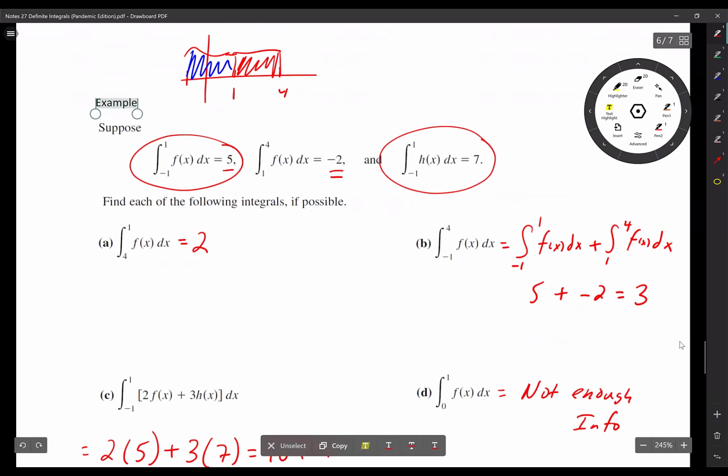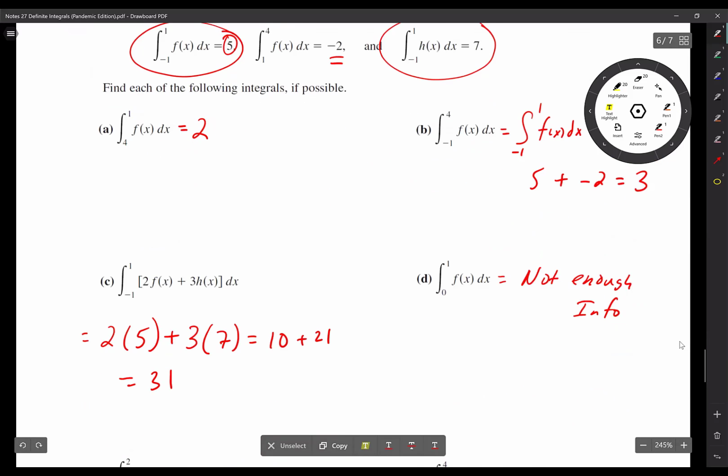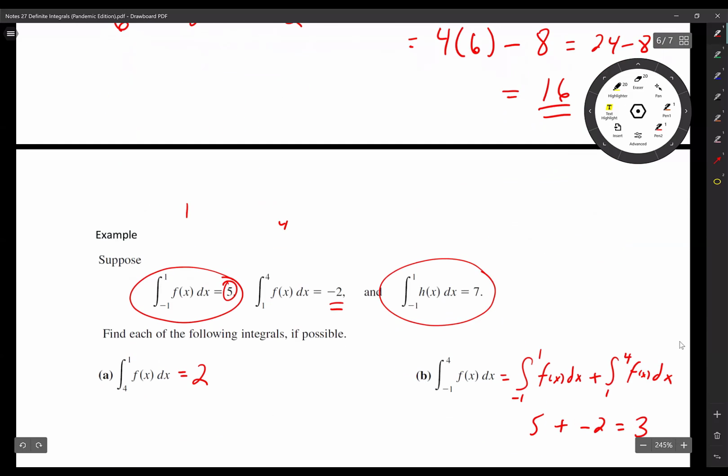If they would have told us that f of x is an odd function, then we could have just, no, we couldn't. We couldn't have, because if it was odd, that would have been 0. But if they would have told us it was even, we could have divided that by 2. If it's even, it's going to be symmetrical on the y-axis. And if it's odd, it would have zeroed out because you would have some area below the x-axis, some area above the x-axis. So from negative 1 to 1, if it would have been odd, it would have been 0. Does that make sense?